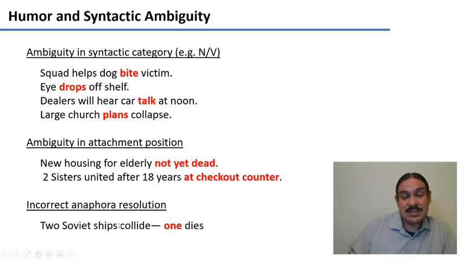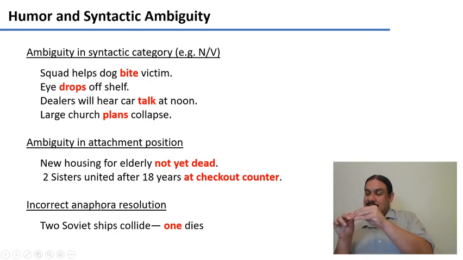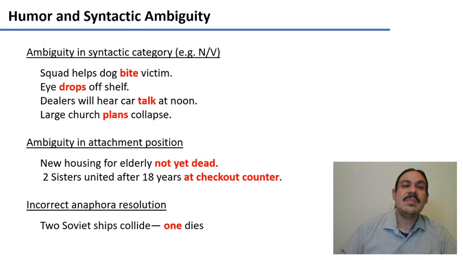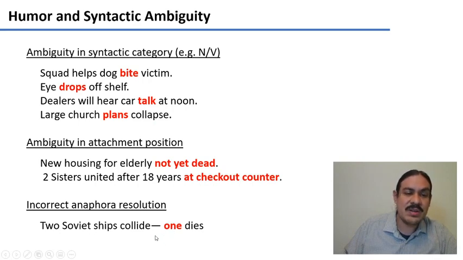We have one final type of syntactic ambiguity, which is incorrect anaphora resolution. So anaphoras are words that need their information specified in the preceding discourse. So you need to have said, like, the pizza is the one that I love. Because anaphoras need some previous word to give them meaning, one is going to latch on to whichever word can give it meaning in the previous context.